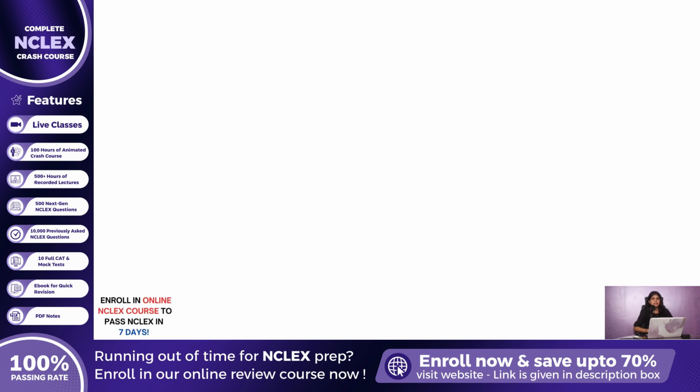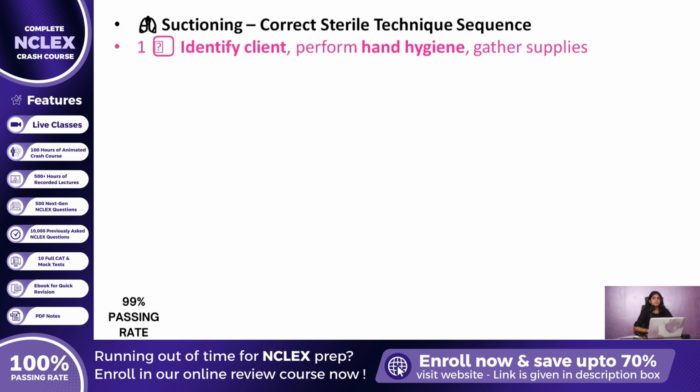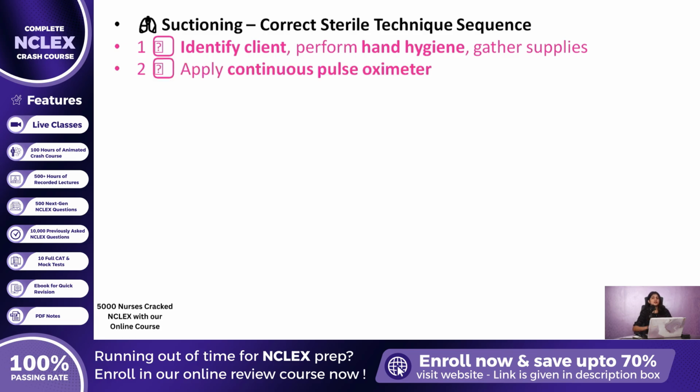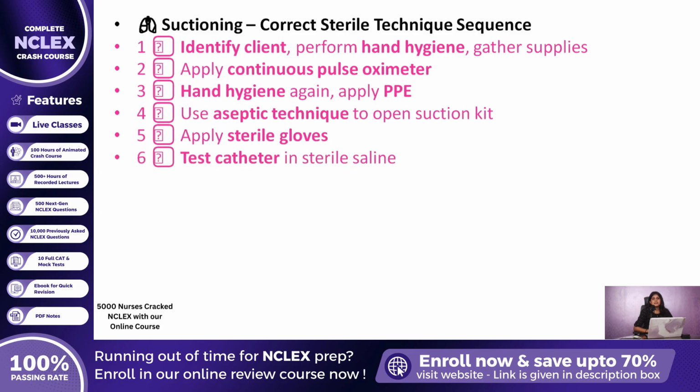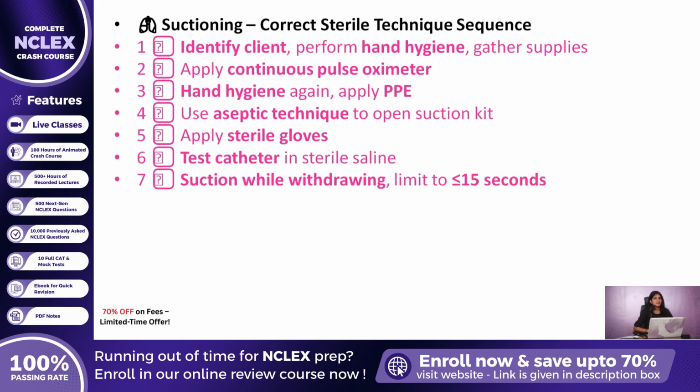The correct sequence is 1. Identify the client, perform hand hygiene, and gather supplies. 2. Apply a continuous pulse oximeter to the client. 3. Perform hand hygiene and apply personal protective equipment. 4. Using aseptic technique, open the suction kit and prepare supplies. 5. Apply sterile gloves. 6. Test the suction catheter in sterile saline. 7. Suction the client as the catheter is withdrawn, not exceeding 15 seconds.